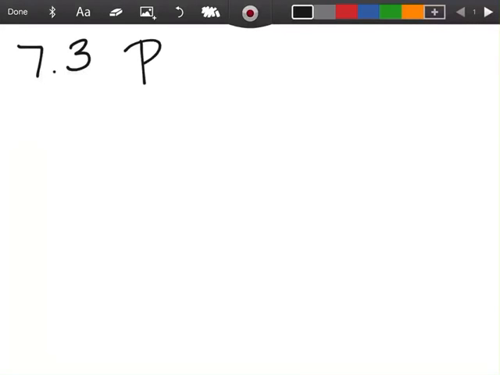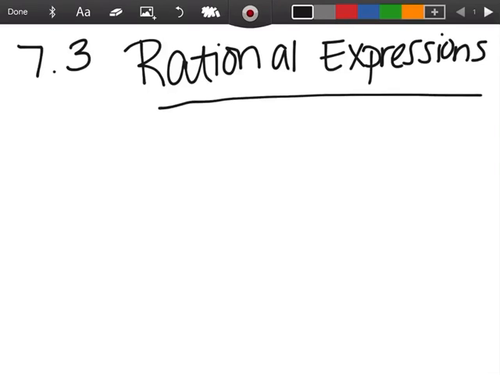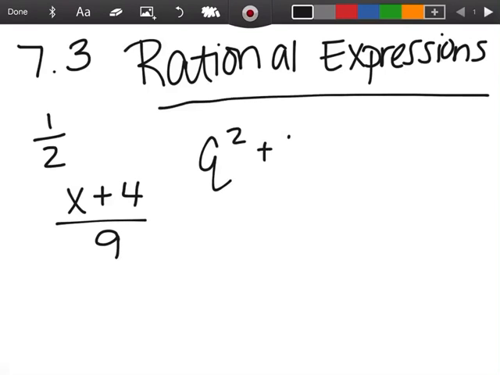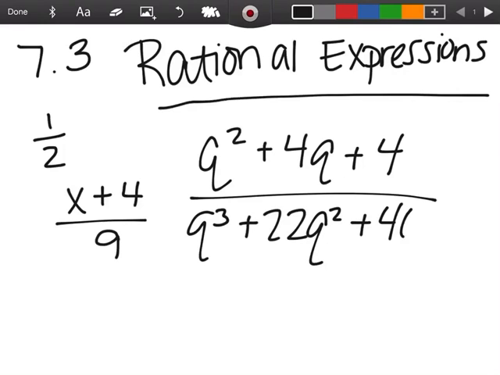7.3 through 7.5 are all dealing with something called rational expressions. And probably the simplest kind of rational expressions, this is just a big fancy term for fractions. 1/2 is a rational expression. X plus 4 over 9 is a rational expression. Q squared plus 4Q plus 4 over Q to the third plus 22Q squared plus 40Q is a rational expression. So they vary in difficulty.